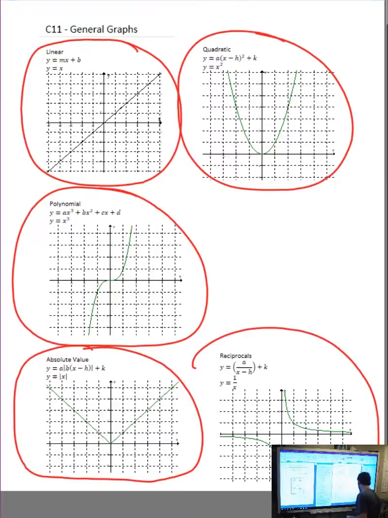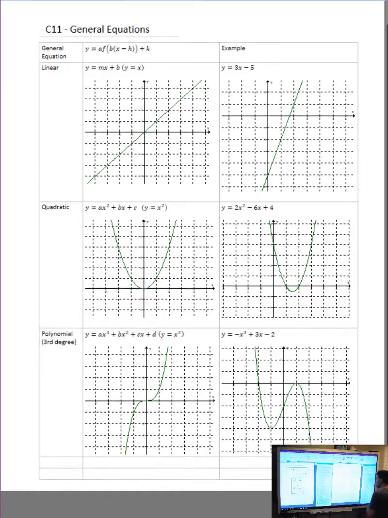And then reciprocal functions, which again we're going to call rational functions. We're going to talk about vertical asymptotes, horizontal asymptotes, holes, etc. Getting prepared for calculus if necessary. A little bit more on the general graphs and their equations. Just a few examples of them. Print this off. Keep it with you if you like.